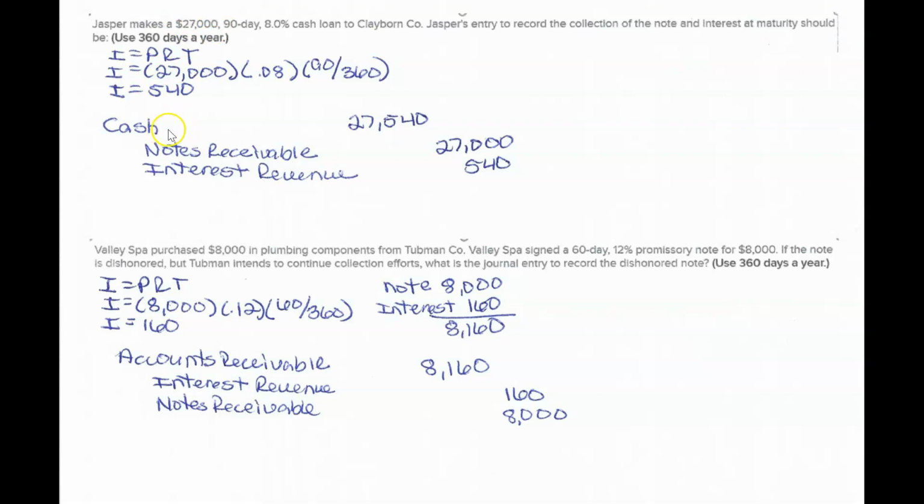So they'll write a check to the company, and so we will debit cash $27,540. Note receivable was originally debited for $27,000, so we will credit note receivable for $27,000 to zero that out since they're paying it, and then we'll recognize interest revenue of the $540.